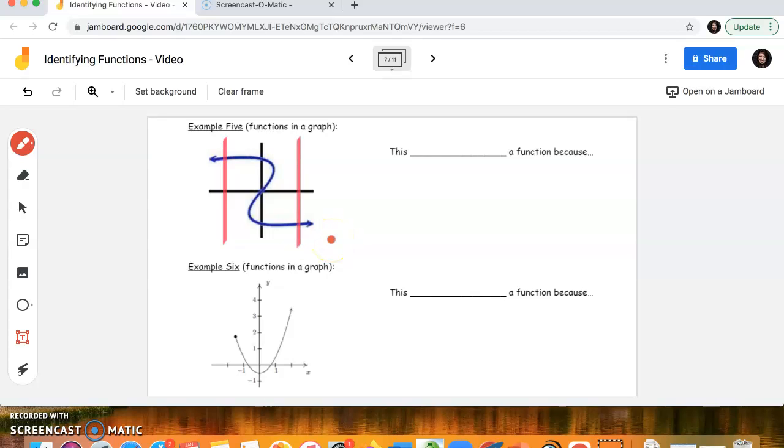You might be thinking, okay, this is definitely a function. But you got to draw vertical lines everywhere because if I draw one right here, it hits my blue graph 1, 2, 3 times. And if I draw a vertical line here, it also hits my blue graph 3 times. So this is not a function because the vertical line hits the graph more than once.